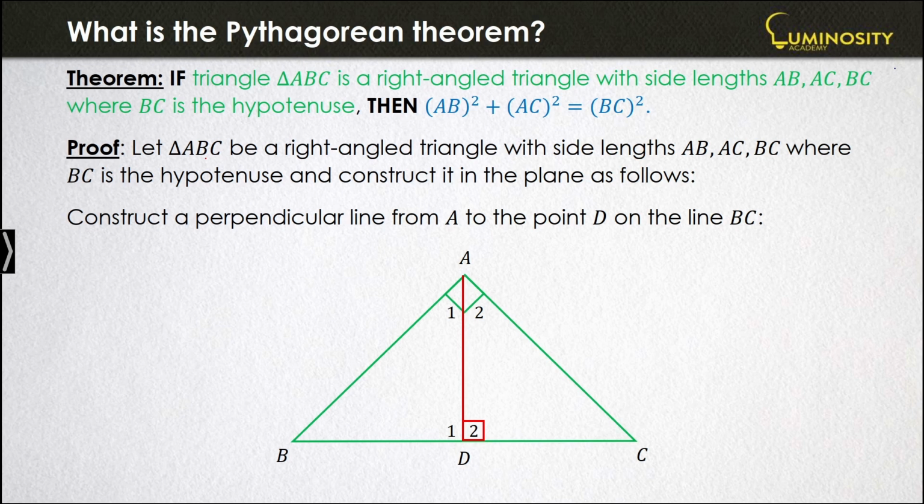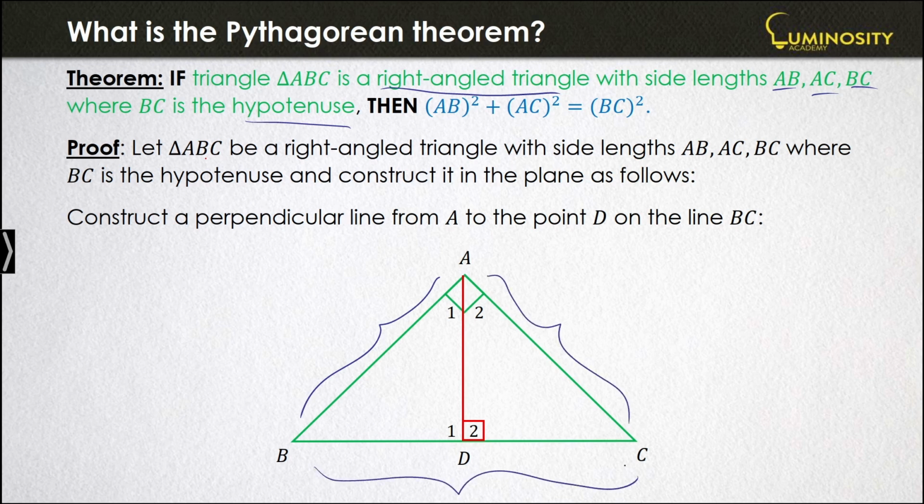So if triangle ABC is a right-angled triangle with side lengths AB, AC, and BC, where BC is the hypotenuse of the right-angled triangle, then we have the relationship that AB squared, so this length squared, plus AC squared equals the hypotenuse BC squared.